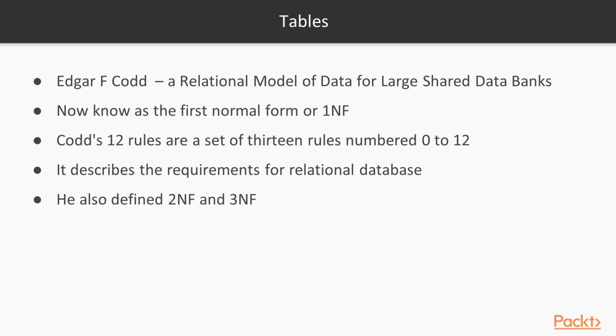Edgar F. Codd published an article, A Relational Model of Data for Large Shared Databanks, in which he introduced the concept of normalization, and what we now know as the first normal form, or 1NF, that laid the groundwork for the theory of relational databases, and the rules for how they should be constructed. Codd's 12 rules are a set of 13 rules numbered 0 to 12 that describe the requirements for what should be considered as a relational database. Codd went on to also define the second normal form, or 2NF, and third normal form, or 3NF.